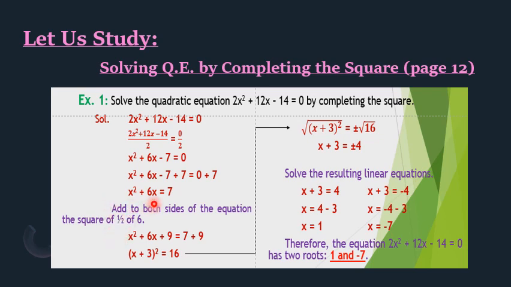Kaning x squared plus 6x, kailangan nato buhaton ni siya og perfect square trinomial. Unsaon pagbuhat sa perfect square trinomial? Mao ni siya: add to both sides of the equation the square of 1/2 of 6.